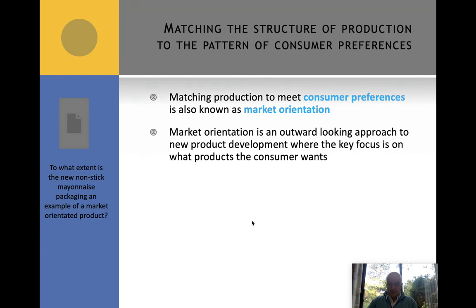So this is very much an outward and very much a modern view, where we're looking at new product development, but we're not just producing what we're good at producing. We're looking at what products consumers want. So we're going to consult with them. We're going to use market research in order to find out what we should be producing to make sure that there is a need for the things that we're producing in our market.